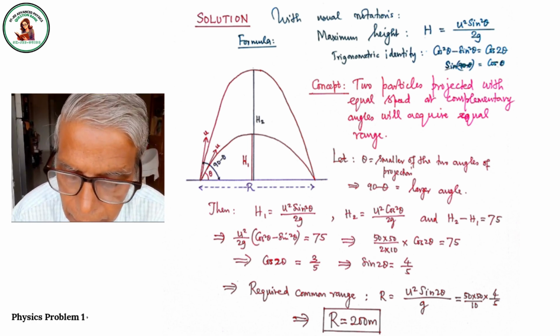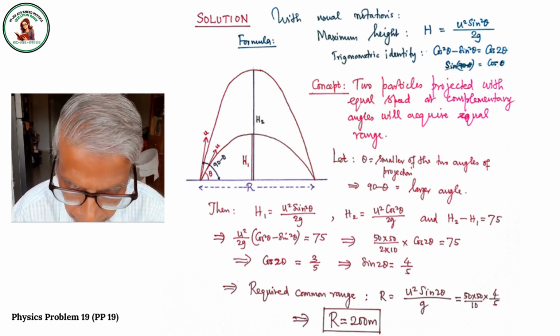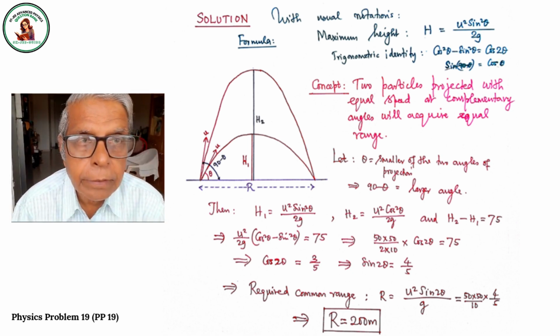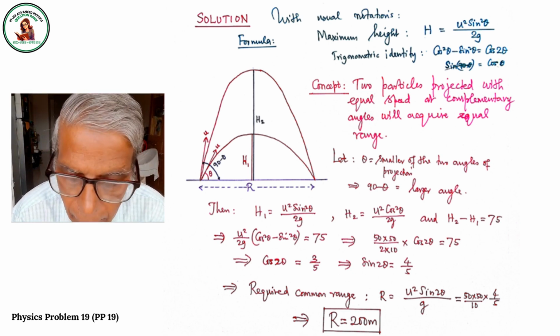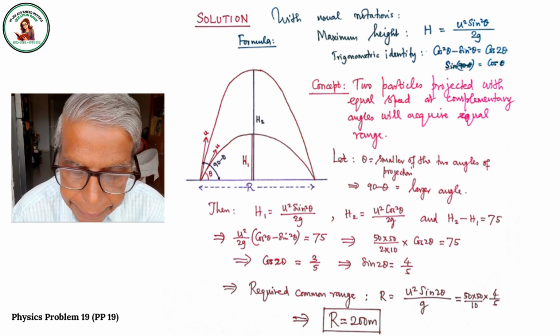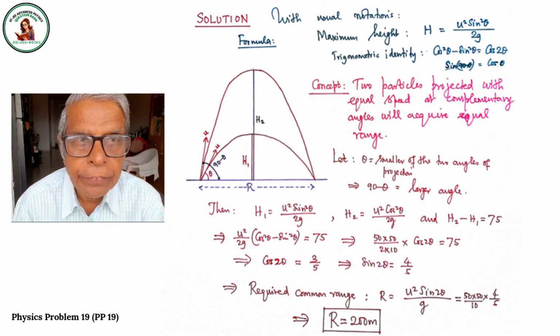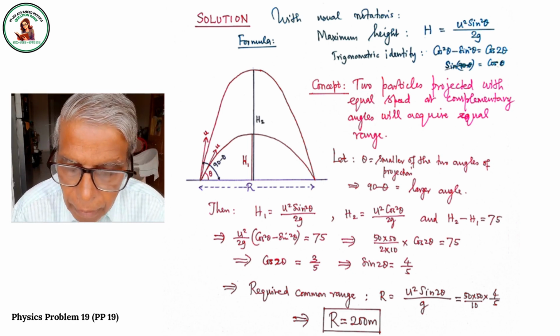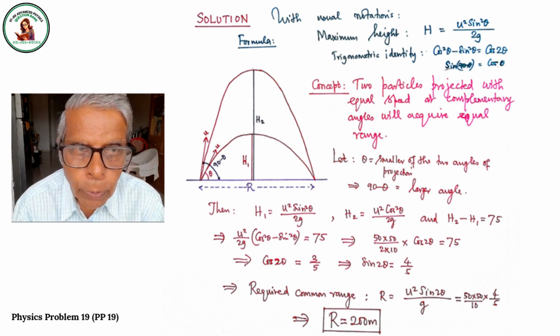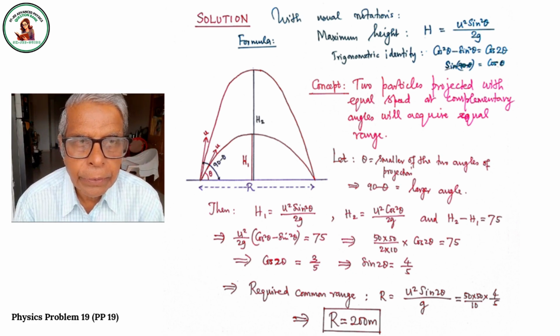Question is discussed to illustrate the idea that two particles projected with the same speed at complementary angles of projection, say theta and 90 minus theta, will acquire equal horizontal ranges.